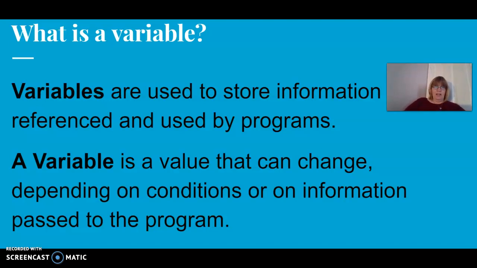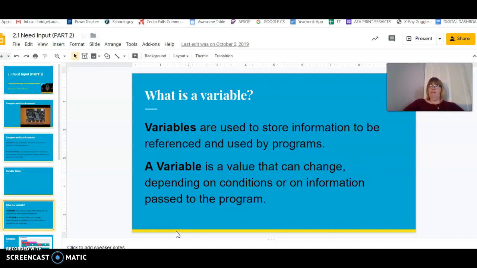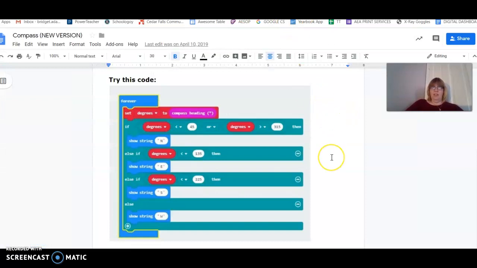Like we have here in the second part of this slide, it says a variable is a value that can change depending on certain conditions or on information passed to the program. We will be creating a variable today in MakeCode, and I'm going to show you how to do that in a minute. Let's just real quickly look at the code here on the help sheet. We're basically going to be setting that forever loop again, so it's going to constantly be checking what the compass heading is reading.